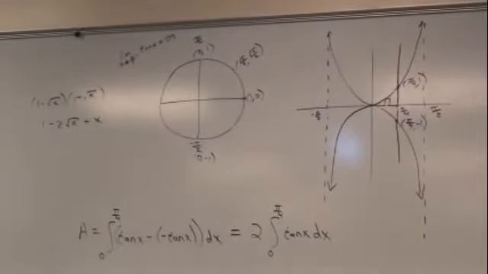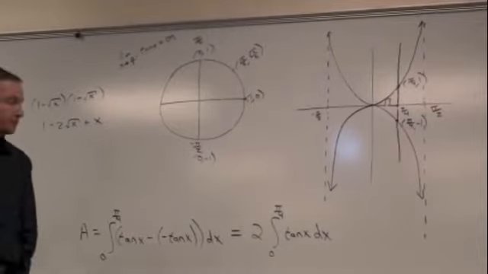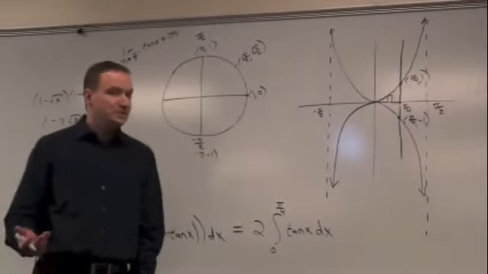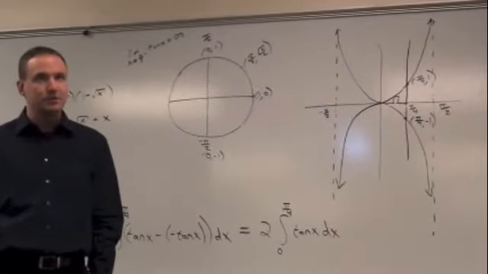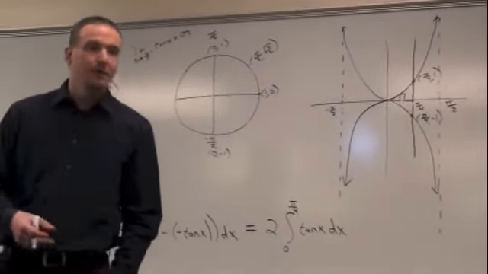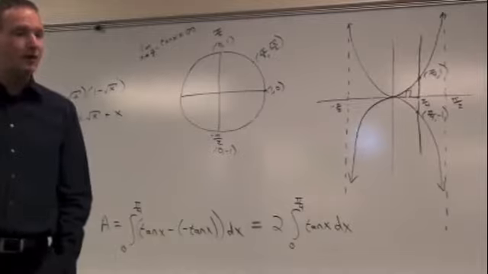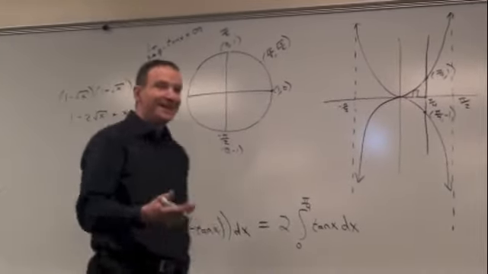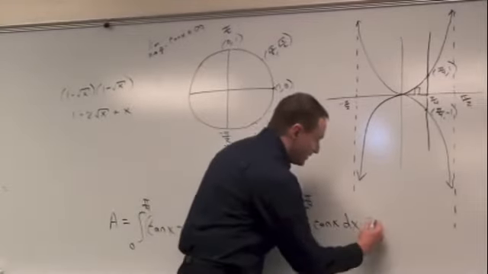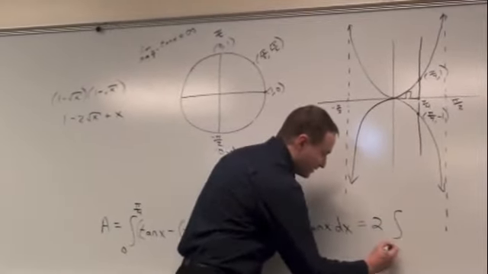Okay, so I have the integral from 0 to pi over 4 of the tangent function. Well, the tangent function is not something we can easily integrate. Just because we can differentiate the tangent function doesn't mean we can integrate it. The derivative of tangent is secant squared. The integral of tangent is not secant squared. So you say, what do we do? Sine over cosine.